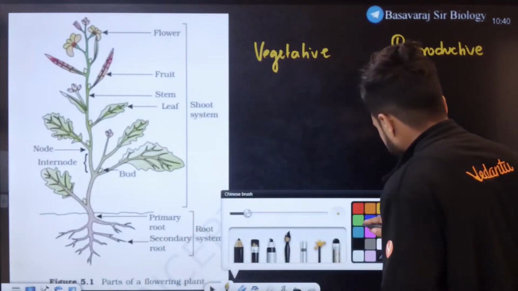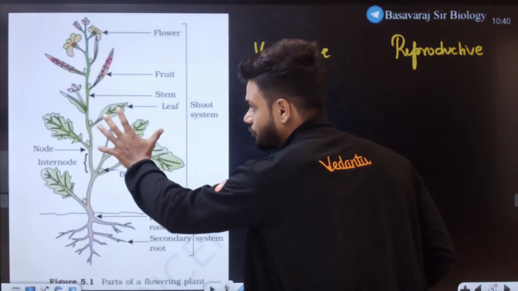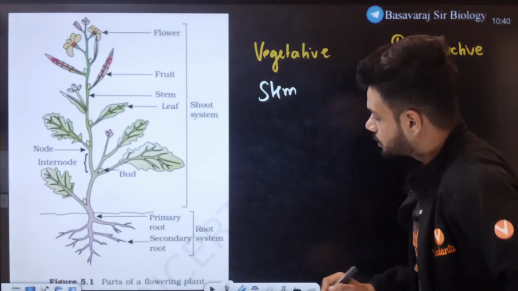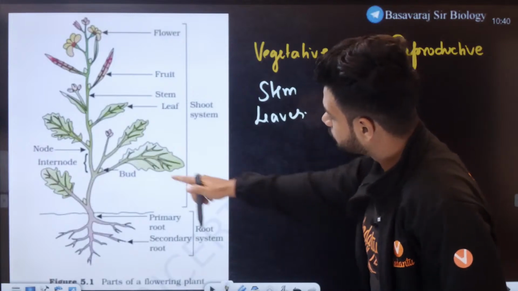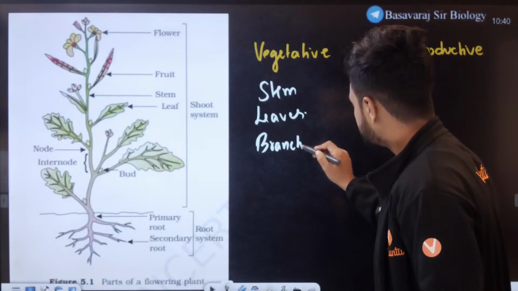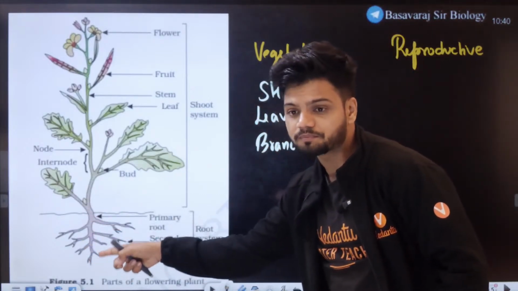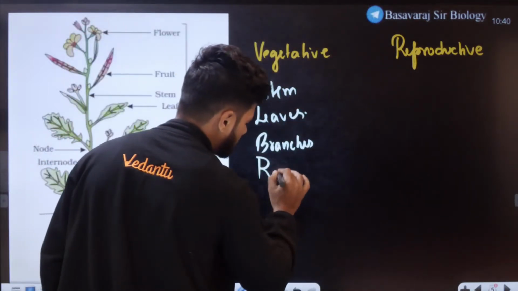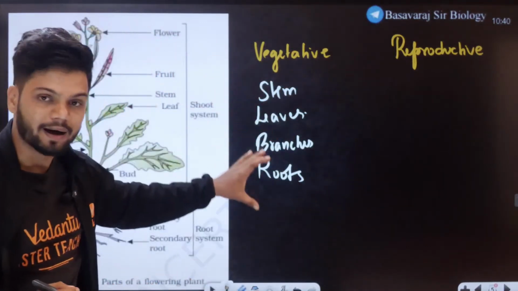Now, for example, can I tell that the stem right here is part of the vegetative parts? I'll write stem here. What about leaves? Leaves also are a part here. Now, what about branches? Branches are also a part. What about the entire root system? Yes, sir, roots are also a part of your entire vegetative system. So, these are the vegetative parts of a plant.